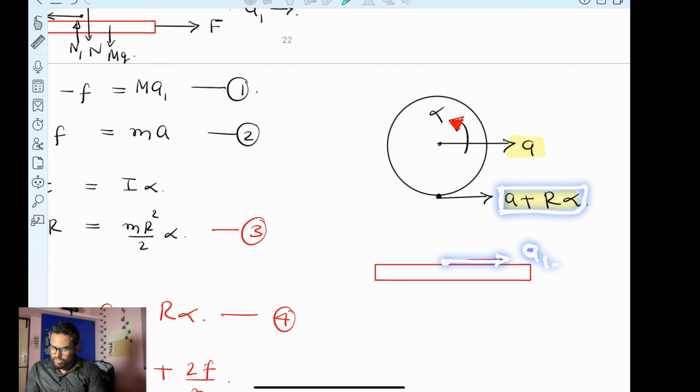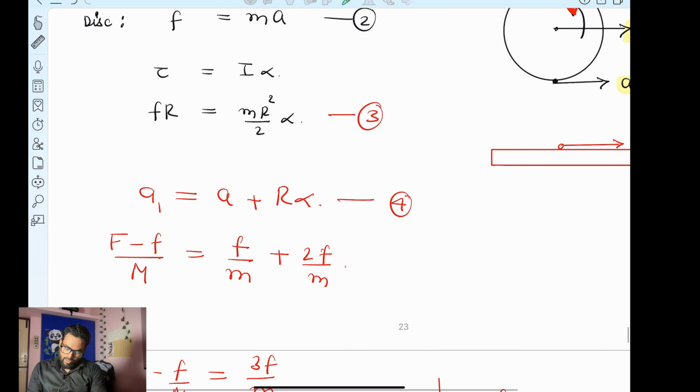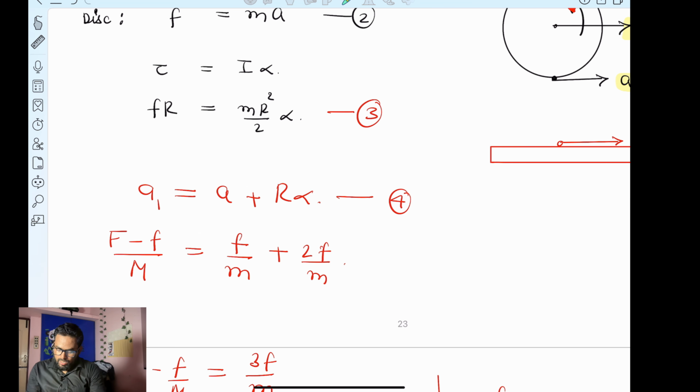And the plank is having A1 acceleration, right? Now tell me, this disc should not slip on the plank, so the contact point must be at what? At rest. Contact point must be at rest means A1 acceleration must be equal to A plus R alpha. Okay, so A1 equals A plus R alpha.